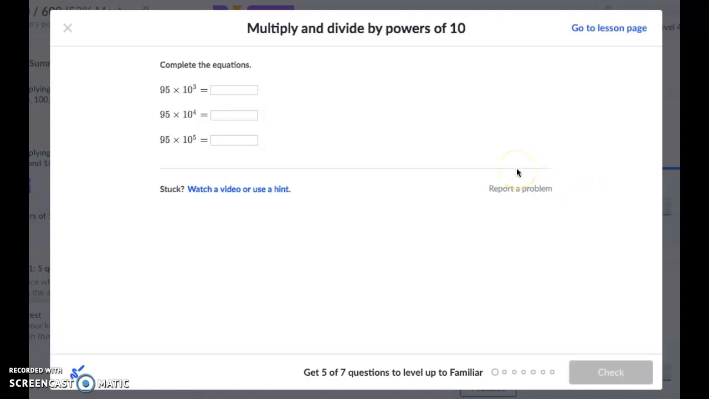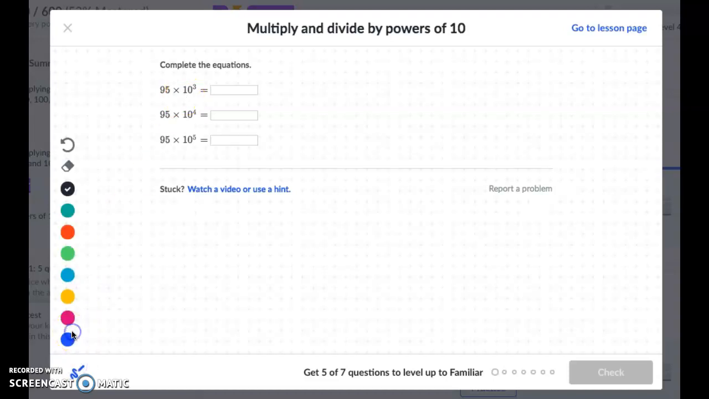Complete the equations. So 95 times 10 to the third. The first thing I'm going to think about is that 10 to the third is really 1,000. So it's really 1, 1, 2, 3. Those are amazing zeros, but you get the idea. So I'm doing 95 times 1,000, so that's going to be 95,000.